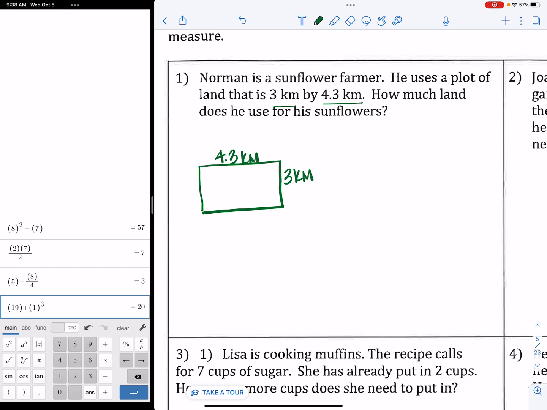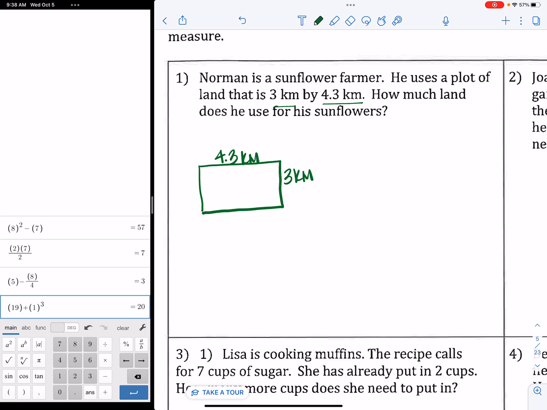kilometers. I know some of you probably think that drawing pictures is dumb. It might make you look silly because you had to draw the picture and somebody else didn't. But here's the thing. If drawing a picture makes your life easier and it helps you get it right, use the extra 30 seconds to draw a picture to get those points.